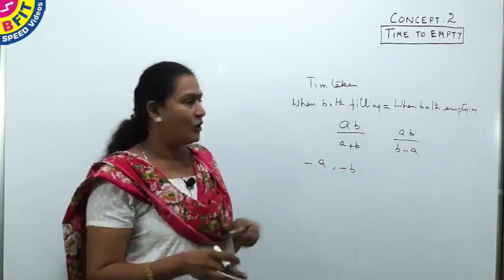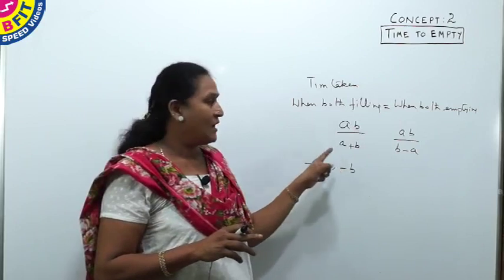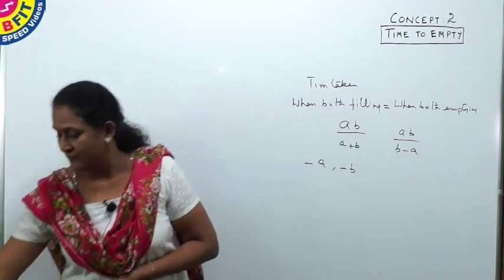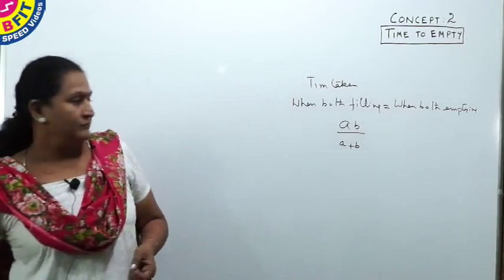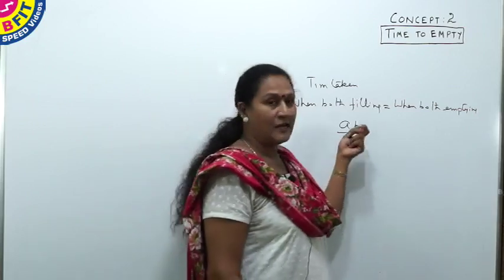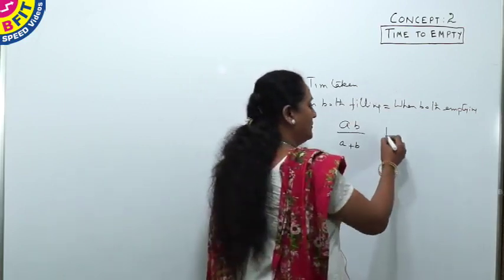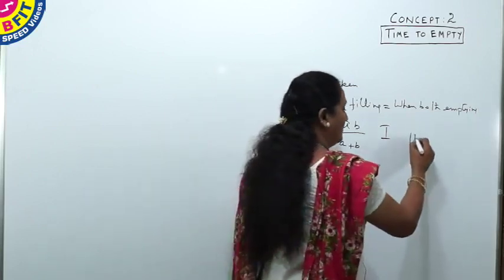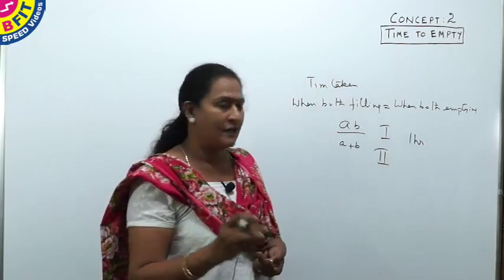So here we have both filling, both emptying. Overall we can use AB by A plus B, and that will be the time taken by both the taps to empty the tank. So the time taken for both filling is also equal to the time taken by both the taps when they are emptying. So the first tap empties in how many hours? 1 hour. The second tap empties in how many hours? It is given in minutes, 30 minutes.